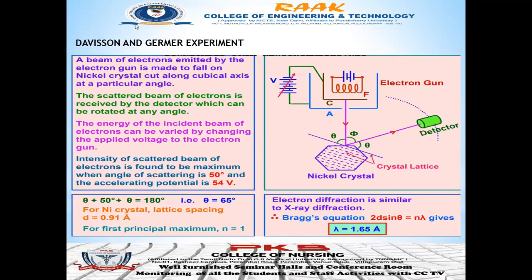Then our Davisson and Germer experiment. For different angles, you have a detector. For the angle of 54 degrees, you have the wavelength lambda equal to 1.65 Angstrom.